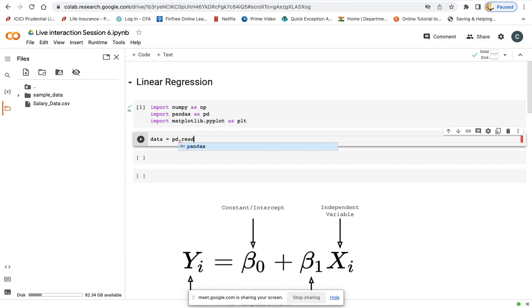The title of the graph is how experience affects salary. For the x label, that is the x-axis label, we are defining years of experience, and the font size is 15. Now plt.ylabel, this will be salary, font size is 15.